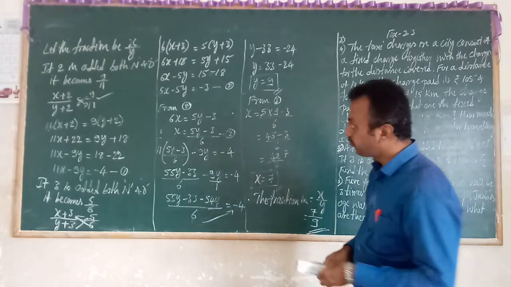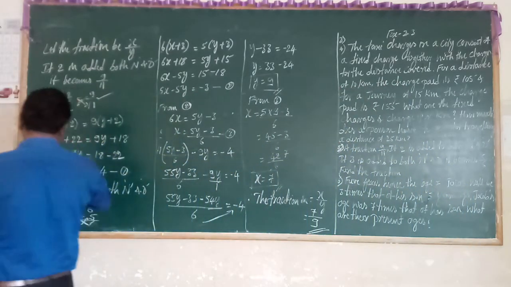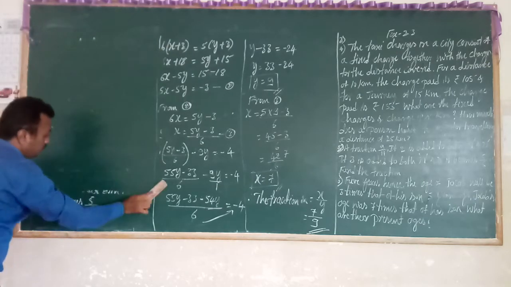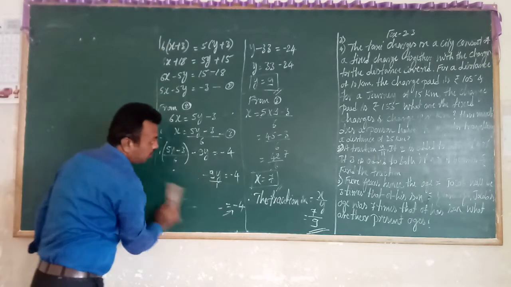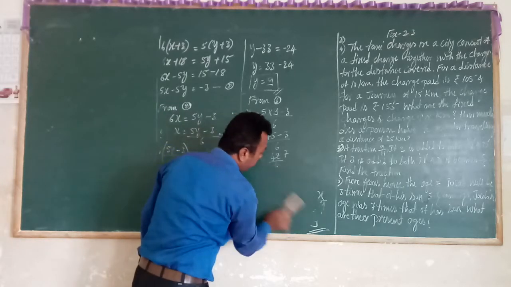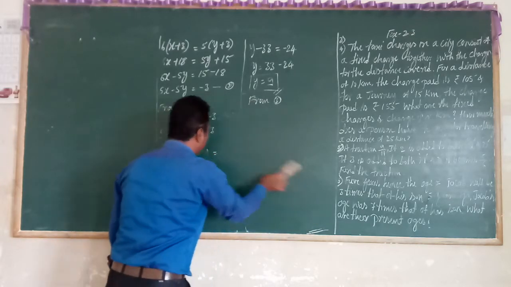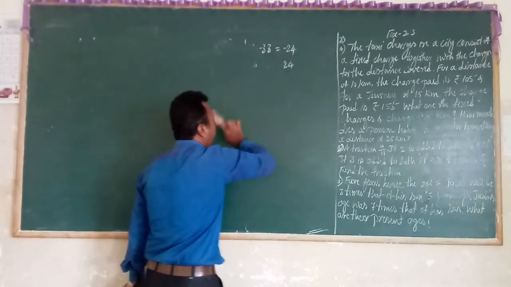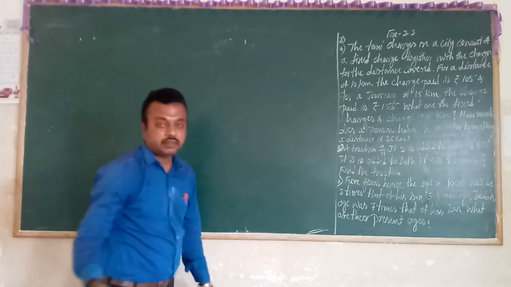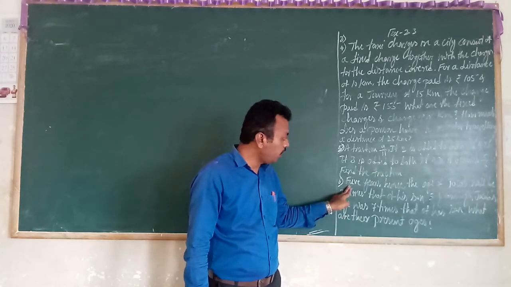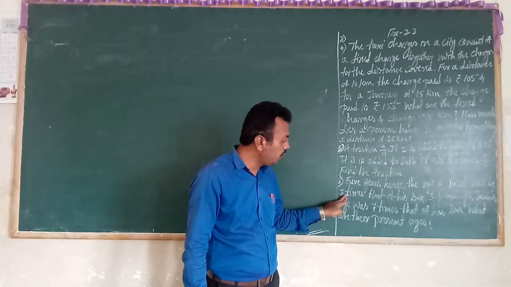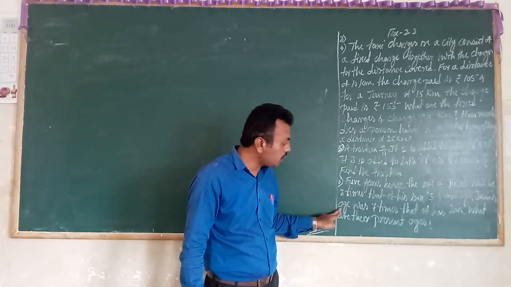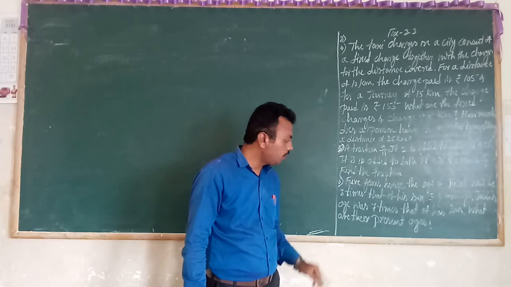The next question, the last question in this exercise. So read it, question number 12. Very important. This is an age related question. In the examination, they ask age related questions very often. So 5 years hence, the age of Jacob will be 3 times that of his son, and 5 years ago, Jacob's age was 7 times that of his son. What are the present ages?